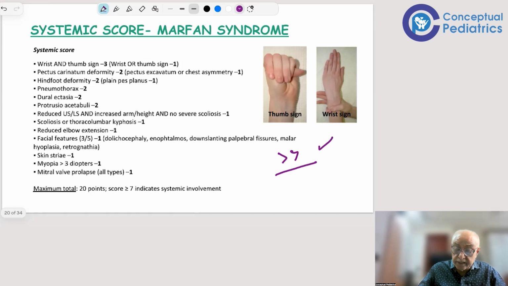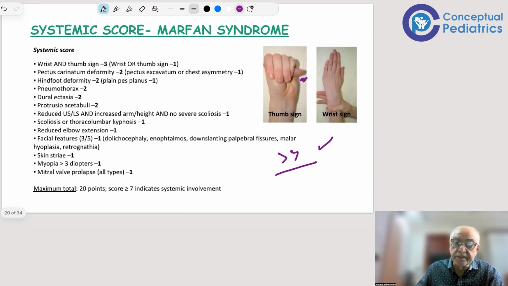But two things you must remember, these are questions which are asked. We have tried to focus on two things, and I'll just show you. One is called a thumb sign and one is called a wrist sign. In the thumb sign, you make a fist, and in that fist the thumb goes out of the fist. You see this first photograph, the thumb is going out. When the fist is made, this is called the thumb sign. Because of the high elasticity, because of arachnodactyly, the thumb protrudes out of the fist.